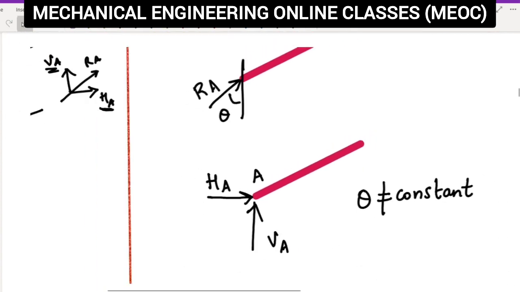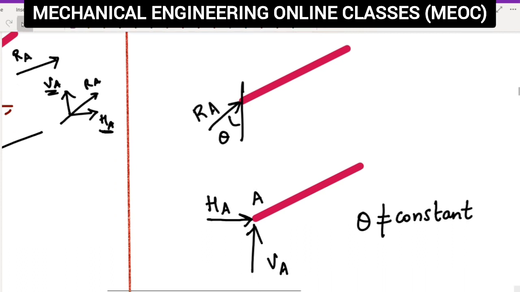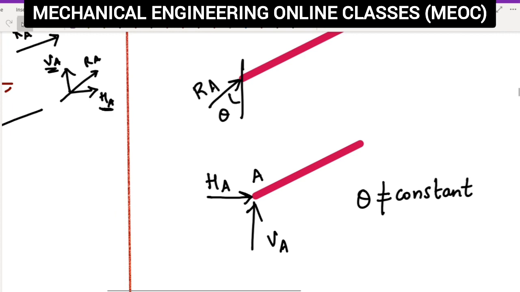Because theta is not constant, we cannot write RA in one particular sense and we cannot finalize the RA direction, because it is free to rotate. Depending on theta it changes. So we will take it down into two components, HA and VA. And you observe that the horizontal and vertical components are acting on the pink object, because it is the FBD of the pink object. The reaction will be on the pink object only. Because RA is onto the pink object, if you split that you will get HA and VA onto the object only.